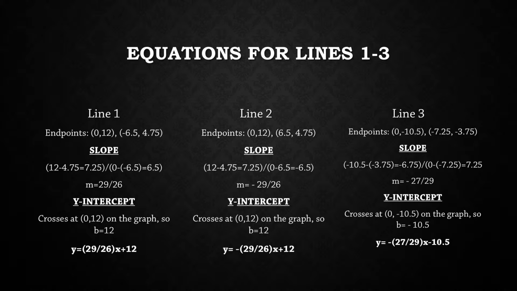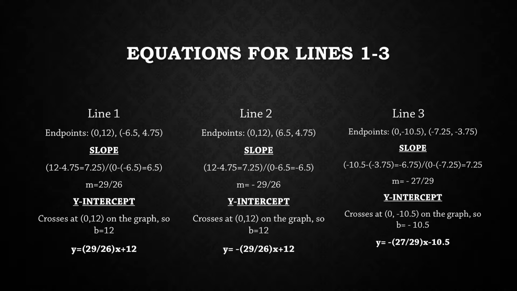On line 2, the endpoints were 0, 12 again, and positive 6.5, 4.75. This was just the reverse form of line 1. The slope, again, found in the same form as line 1, just with the positive 6.5 instead of the negative 6.5. When we did that, we got negative 29/26 instead of positive 29/26. The y-intercept still crosses at 12 on the graph. So the equation is just y equals negative 29/26x plus 12, and that's negative 29 over 26 times x plus 12.